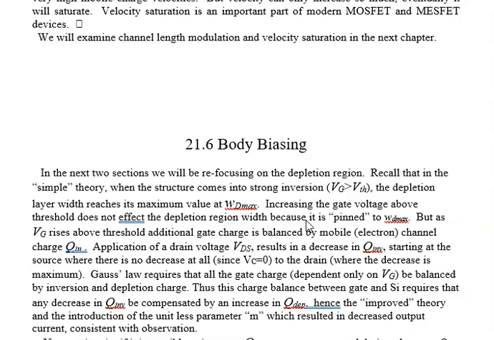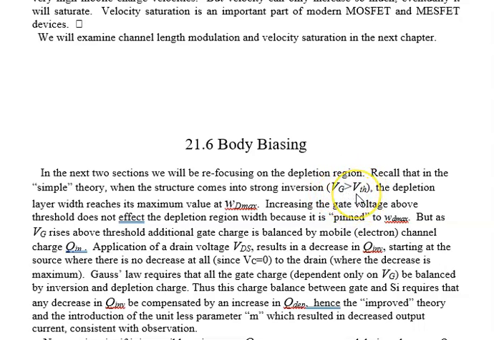Okay, so let's go on now to something called body biasing. Body biasing is the next present section, and then the next session, which is subthreshold operation, we're going to be refocusing back onto the depletion region, which we didn't really consider very much when we were talking about the transverse electric field. So first we're going to consider where we have strong inversion.